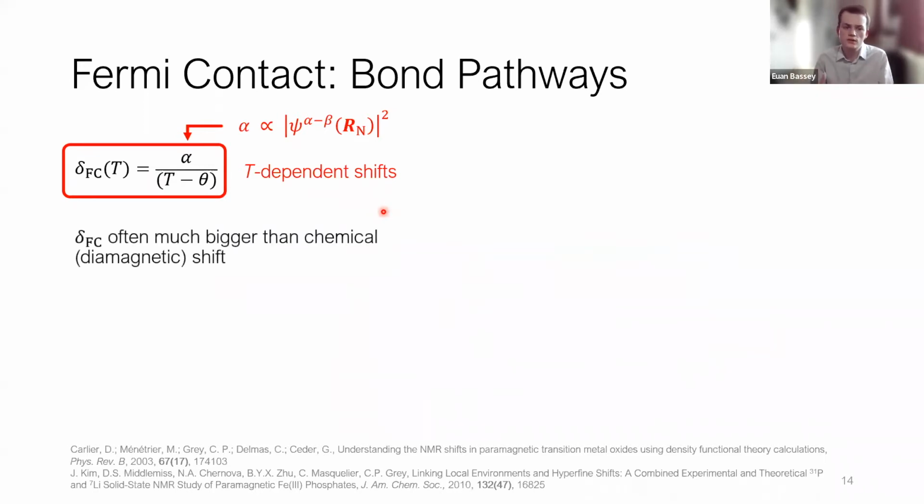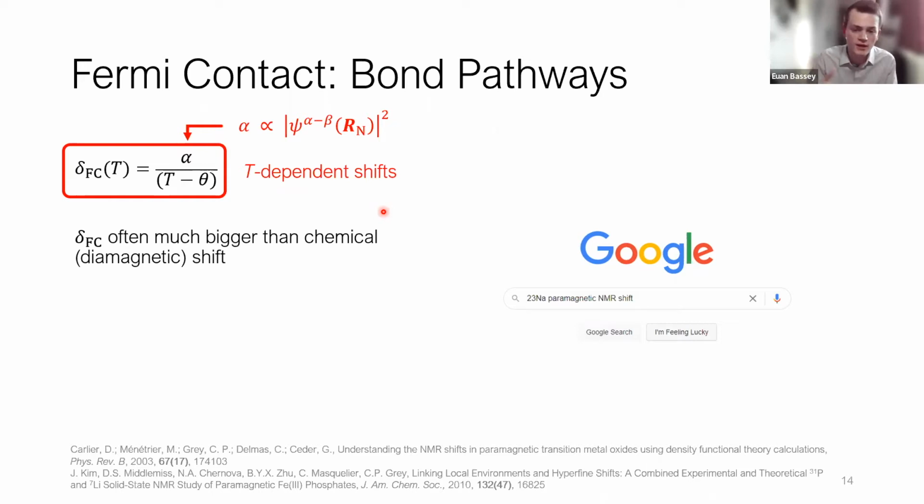And in general, the Fermi contact shifts that we see are much, much, much bigger than the chemical diamagnetic shifts you would commonly see. So unfortunately, it's not as simple as going on Google and searching for a certain moiety or a certain functional group. You have to unfortunately go away and either think about it or calculate it. And this is something, again, Clare's group specializes in.